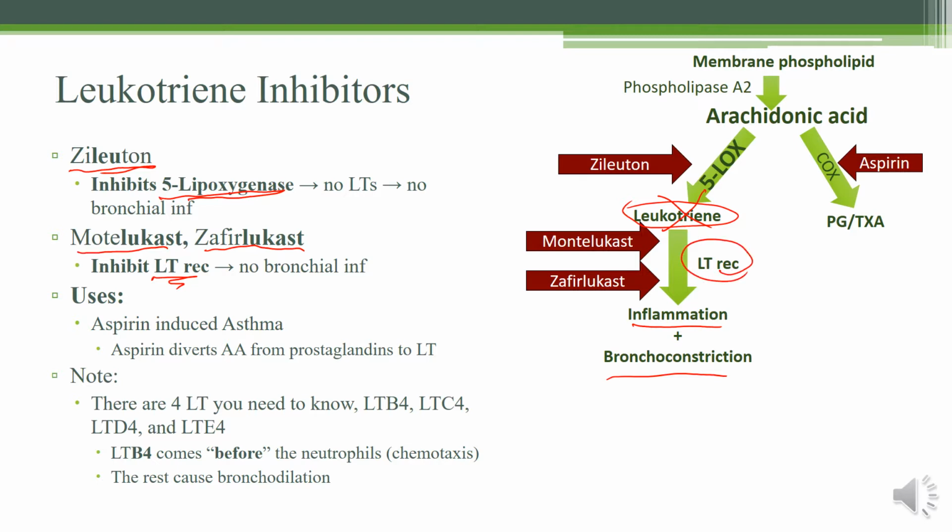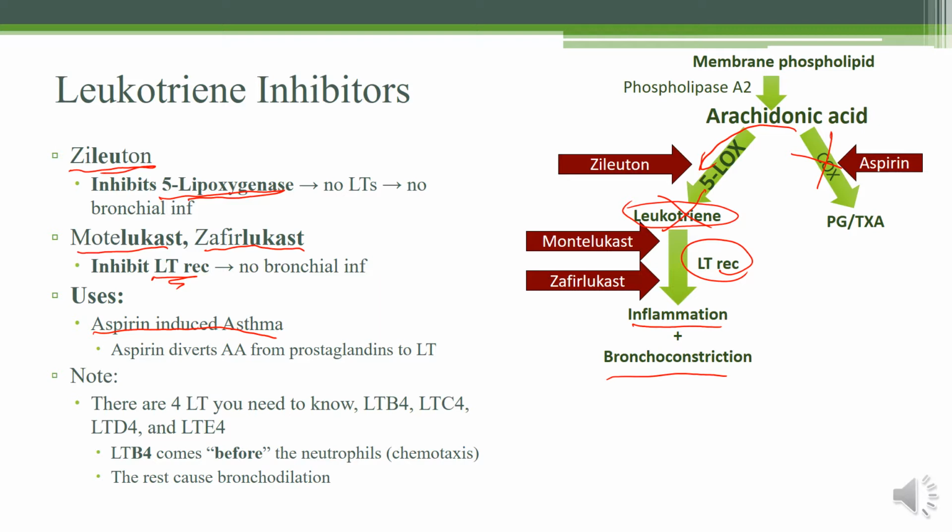Now, why are these used? It's mostly just for one thing, and that's going to be aspirin-induced asthma. As we talked about earlier, aspirin-induced asthma is what happens when aspirin pretty much inhibits all of the COX pathway, so all the arachidonic acid gets shunted into the 5-LOX pathway. And this shunt actually causes a lot of bronchial inflammation and symptoms of asthma due to leukotriene production.